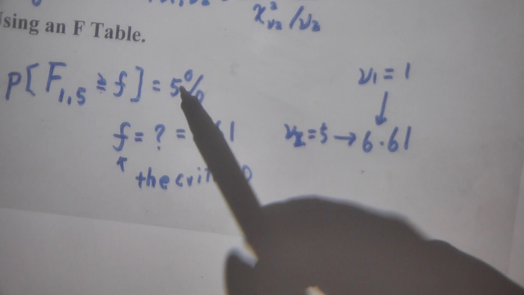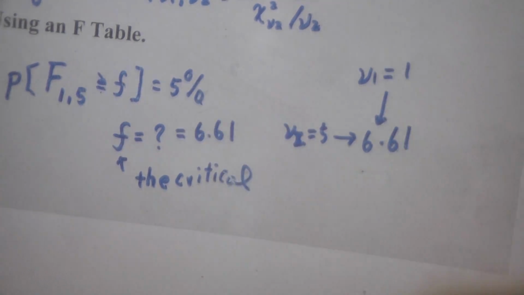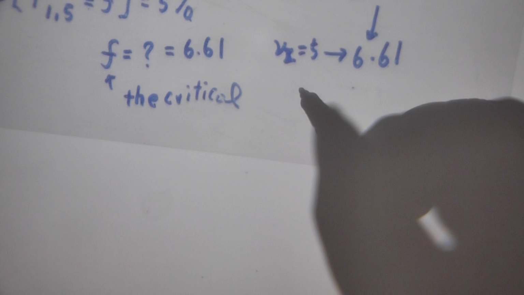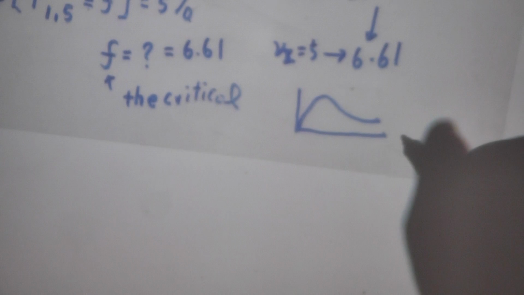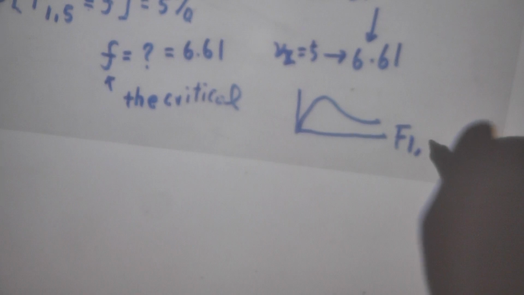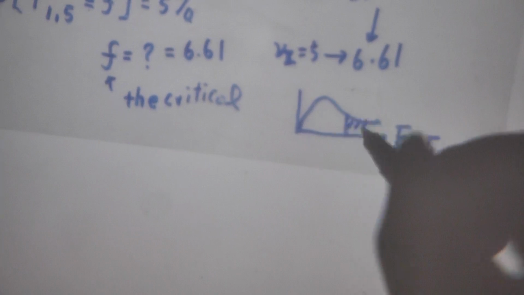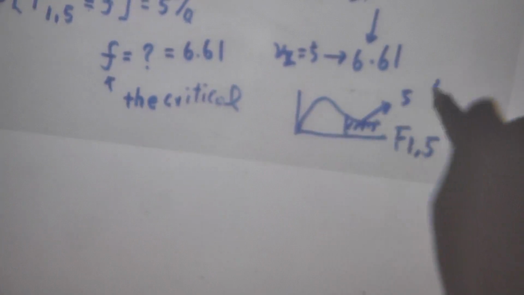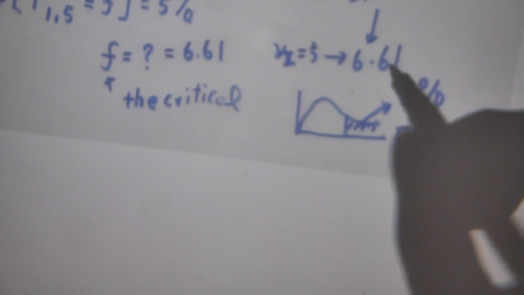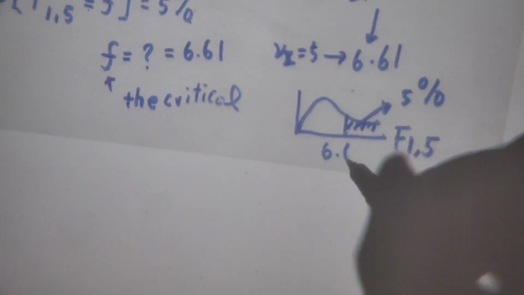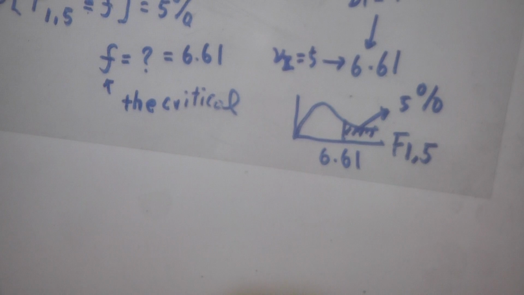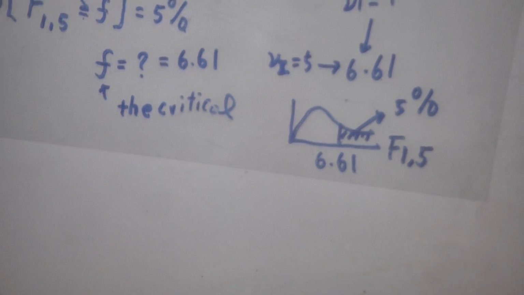When I ask for what? Upper tail is 5%. Okay? So let me repeat one more time. This is a curve. This is F with degrees of freedom for the numerator 1 and degrees of freedom for the denominator 5. And when the upper tail is 5%, I find the critical F value is 6.61. This is how we can use the F table.